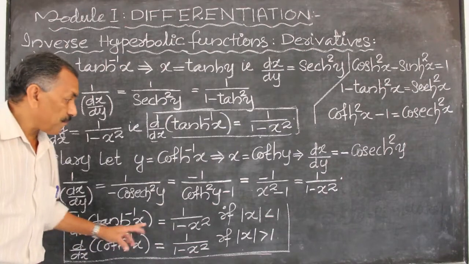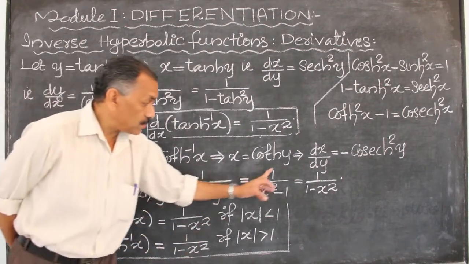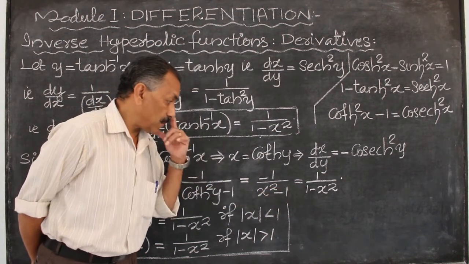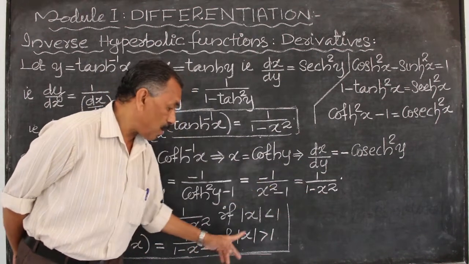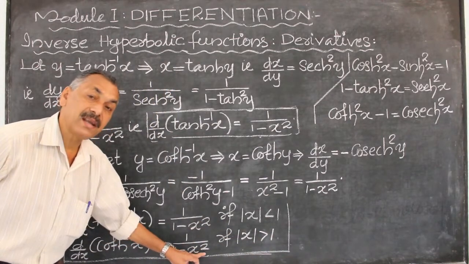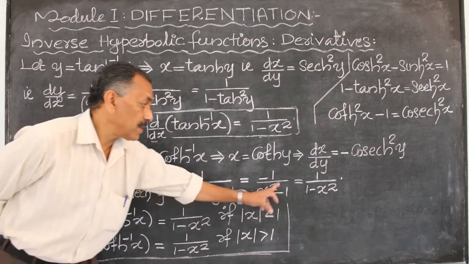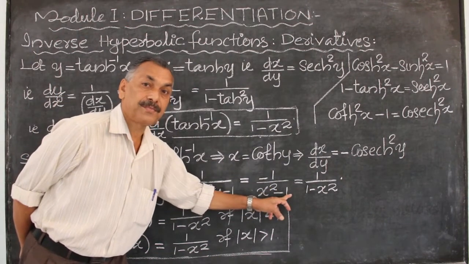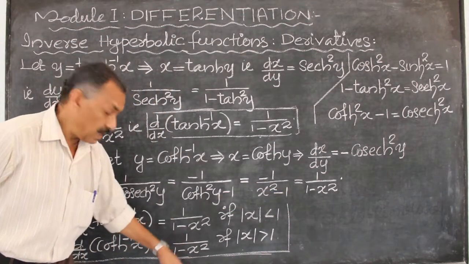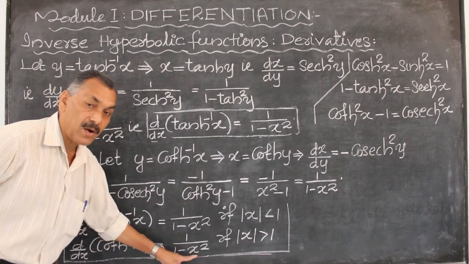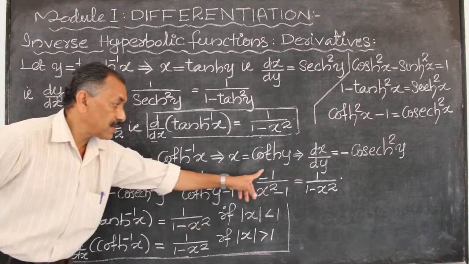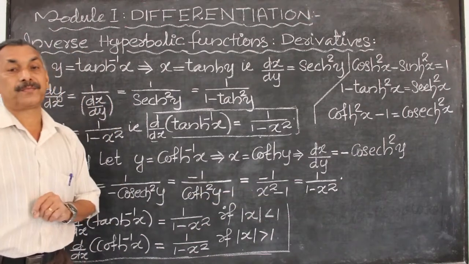Now what is the derivative of coth inverse x? It is minus 1 divided by x square minus 1. When it is 1 minus x square, mod x is greater than 1. If mod x is greater than 1, then 1 minus a quantity greater than 1 is negative, so the denominator will be negative. Then it comes in the form negative 1 divided by x square minus 1.